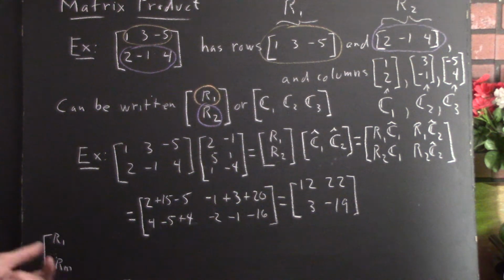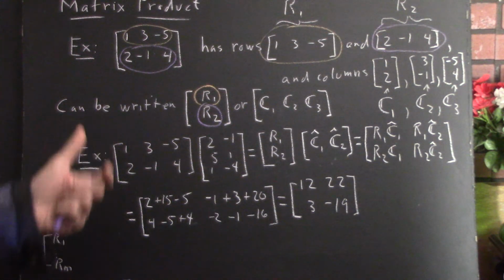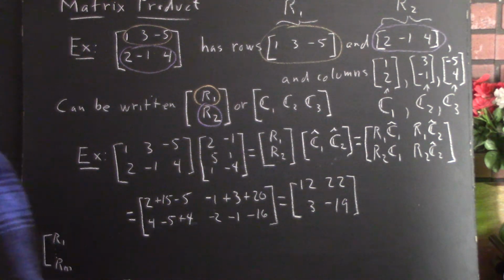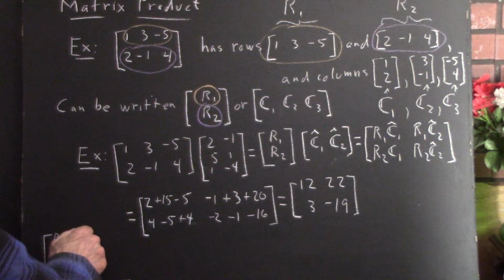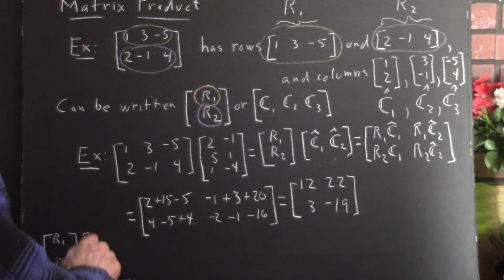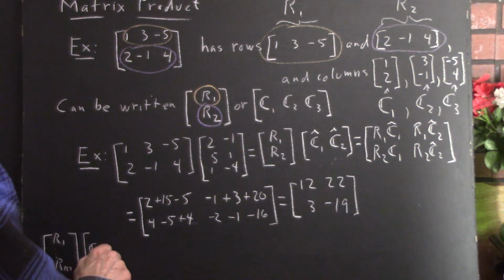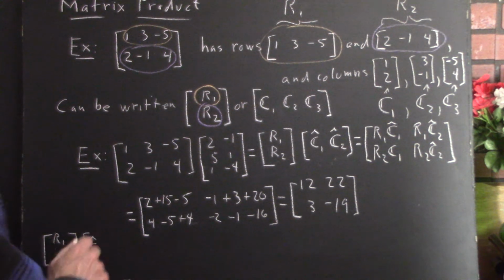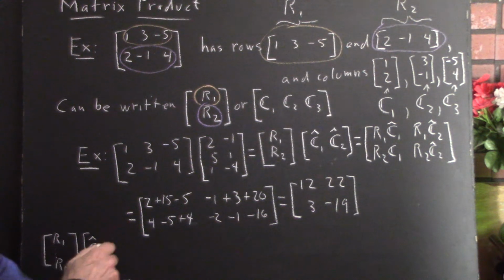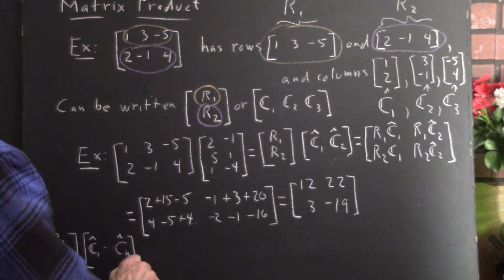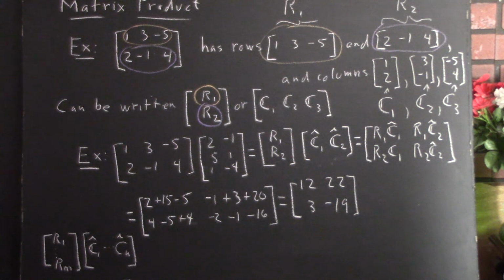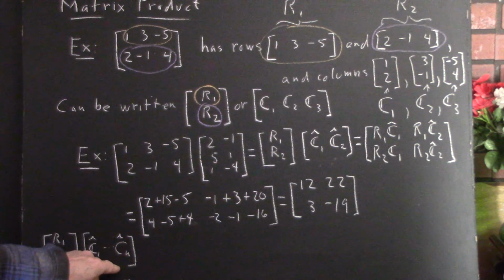Matrices that are used in current artificial intelligence, you know, could be 1,000,000 by 1,000,000,000. Yeah, probably not that big, but by the time you see this, they might be. Okay, so we have row 1 through row M multiplied by column 1. I'll use column 1 hat, so we know that this is column 1 of the second matrix. Through column N hat, where M is the number of rows and N is the number of columns.